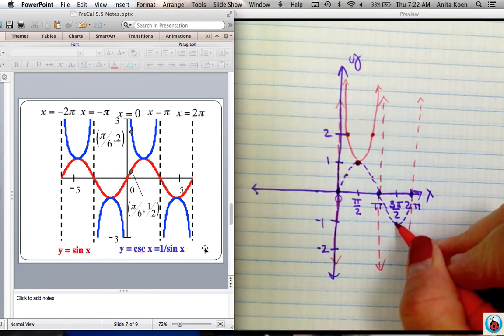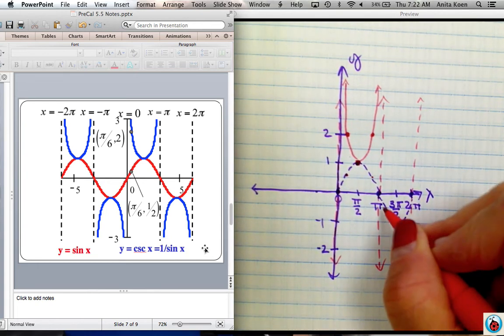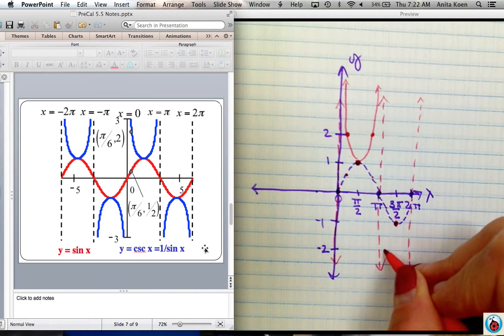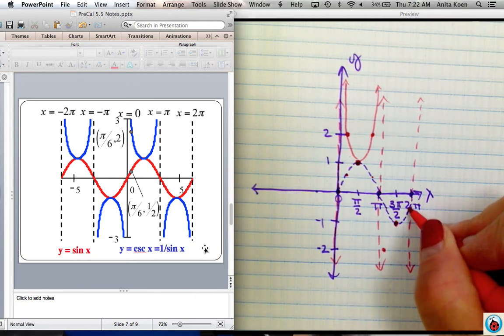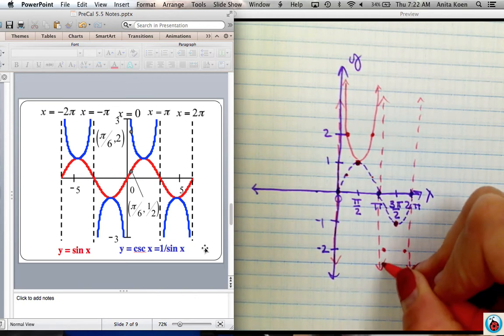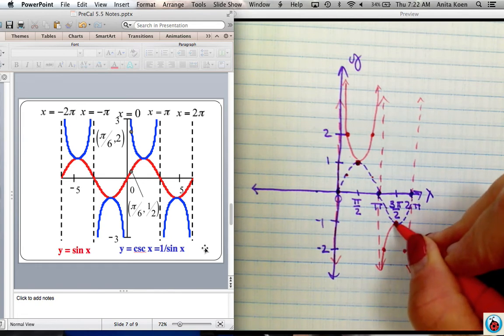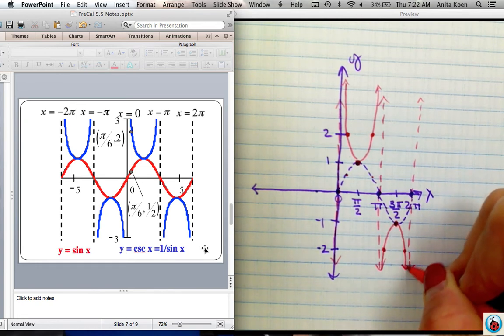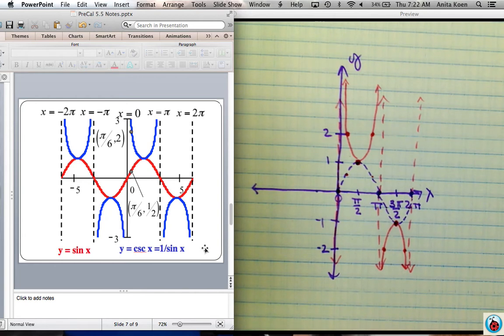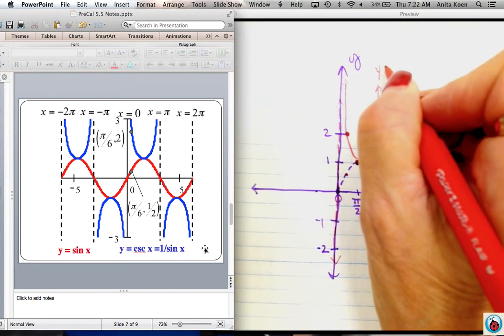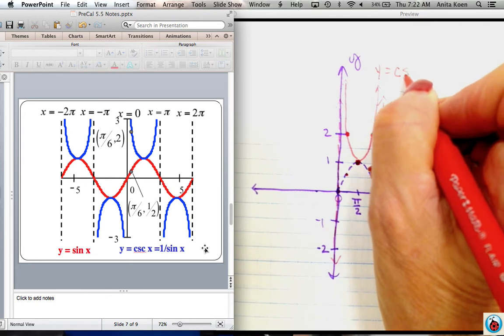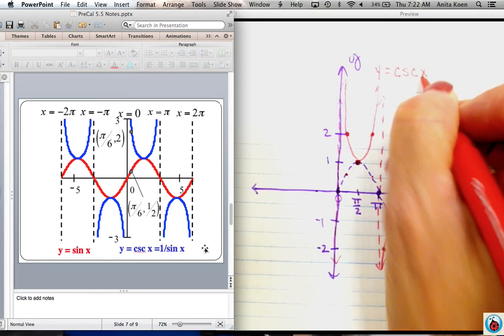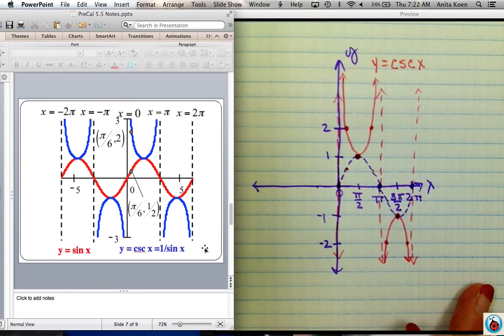Same thing's going to happen here. The reciprocal of negative 1 is negative 1. The reciprocal of negative 1/2 is negative 2. So this is going to flip over this way. The red graphs are the graphs of y equals the cosecant of x, which is the reciprocal of the sine.